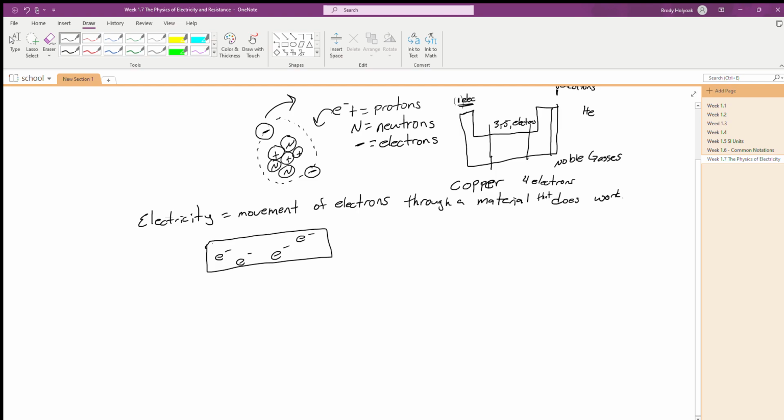Now this electron might be coming over here, this one might be moving this direction, this might be coming over here, this one might be doing loop-de-loops. Whatever it may be, all these electrons that are in this piece of metal are not doing anything. They're just kind of bouncing around and applying nothing. They're just existing. That's it.